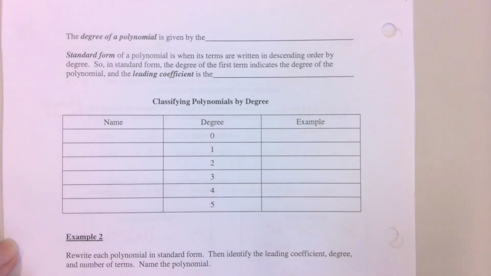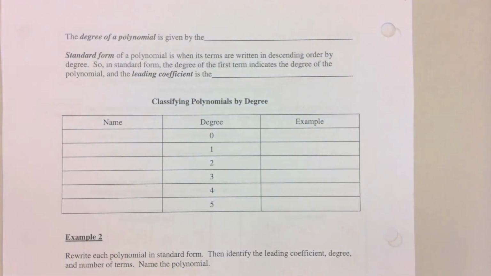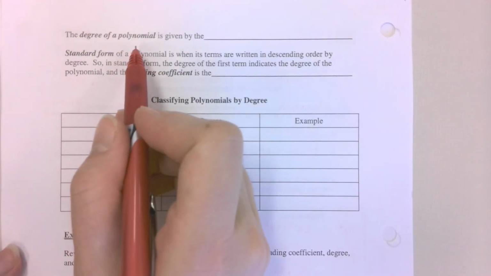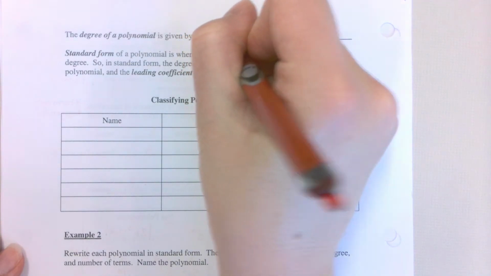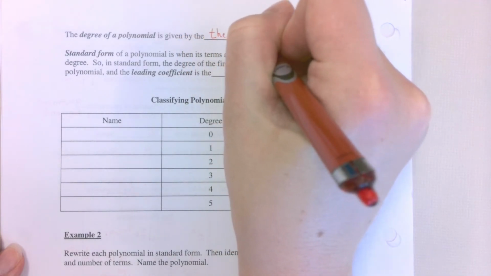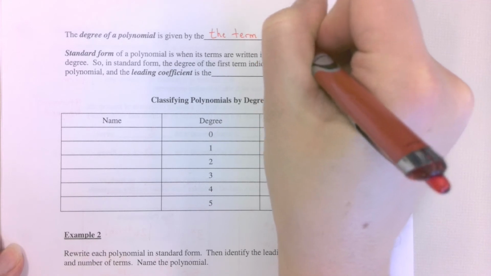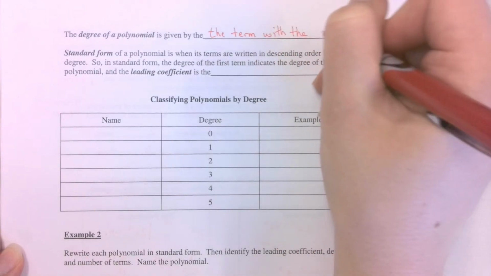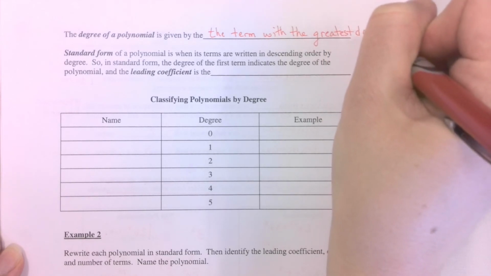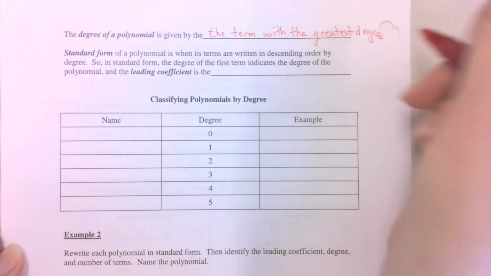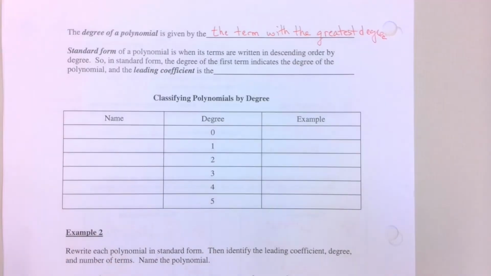All right, so we're going to dig a little deeper into degrees, but instead of just looking at a monomial, we're going to talk about the degree of a polynomial. And the degree of a polynomial, so when I have more than one term, is the term with the greatest degree. The term with the greatest degree. That determines the degree of our polynomial.